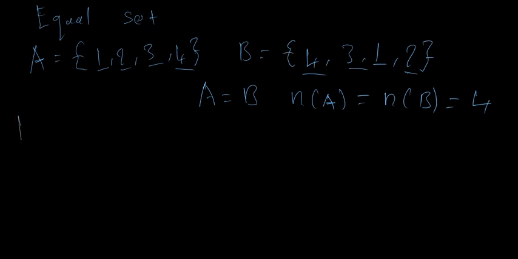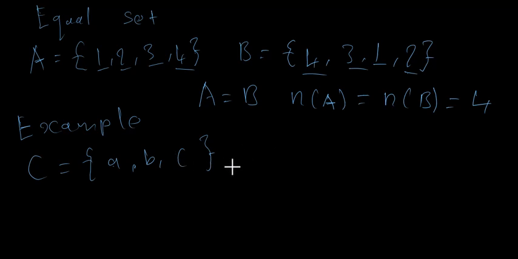Another example: if set C is equal to {A, B, C} and set D is equal to {D, E, F}, are these sets equal? They are not equal because they don't have the same elements. When we say sets are equal, they need to have the same elements. We don't have an A in the other set.